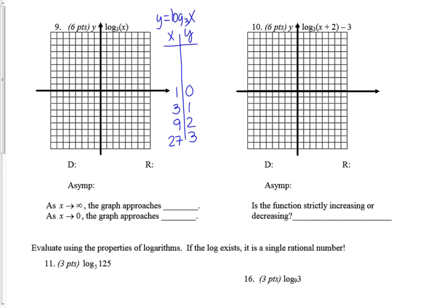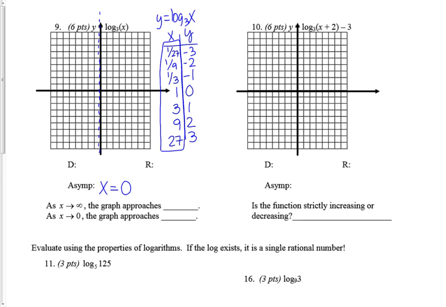In the negative direction, 3 to the negative 1 is 1/3, 3 to the negative 2 is 1/9, and 3 to the negative 3 is 1/27. So I just wrote everything down in the opposite order, where my y is now my input and my x is my output from a 3 to the x. So when I graph this, what winds up happening is my old horizontal asymptote is now a vertical asymptote at x equals 0. Remember, you can't take the log of a negative number. All of these x values were always positive.